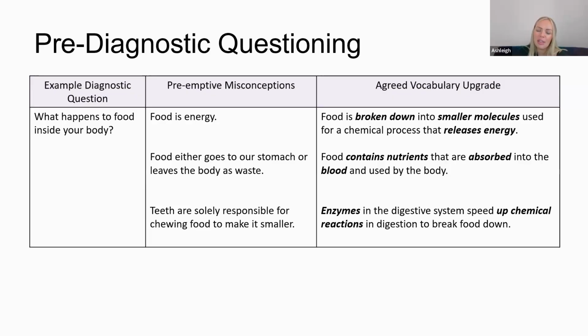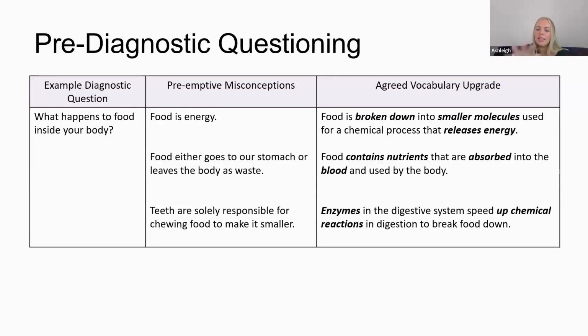Some preemptive misconceptions could be that food is energy. Food either goes to our stomach or leaves the body as waste, and that teeth are solely responsible for chewing food to make it smaller. Now, they're not completely wrong. They're not shockingly wrong, and we think, wow, I need to completely go back to the drawing board. You can actually see the use of these misconceptions.